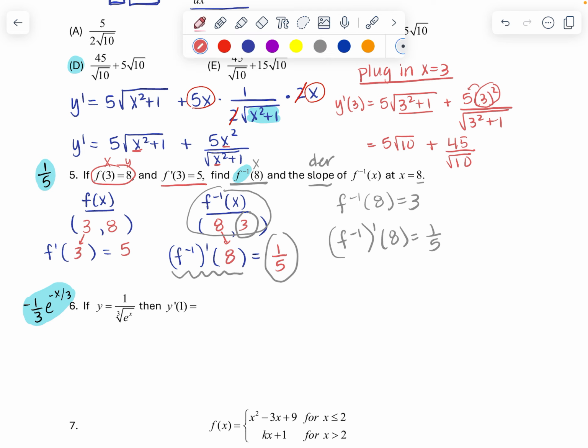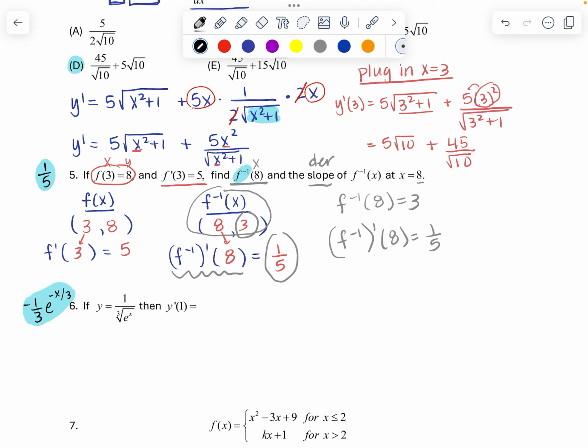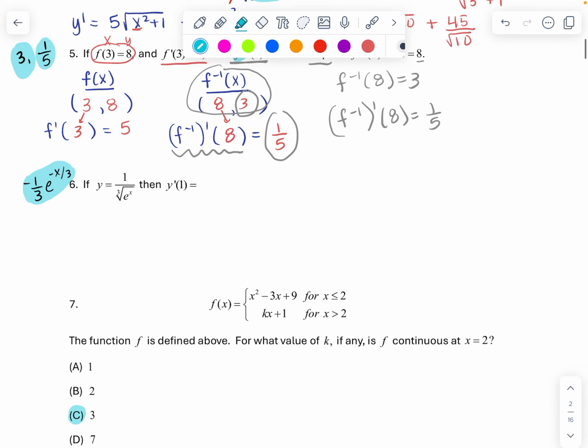My gosh, come on, change. Sorry. Have all these colors going. Okay, I really should have had 3 comma in there, and that should have been highlighted as well. So 3 and 1/5. Okay? All right, number 6.